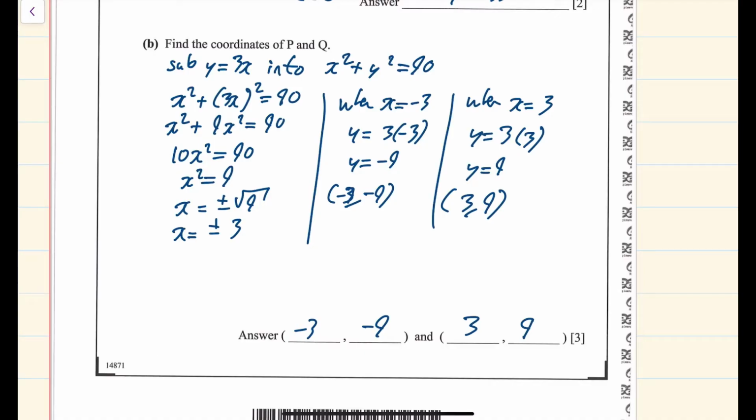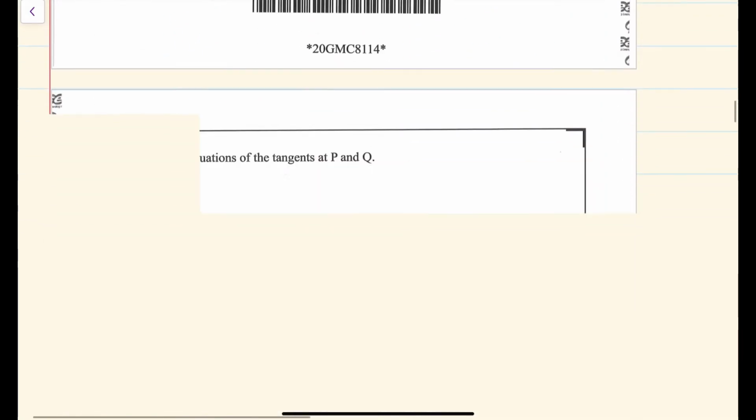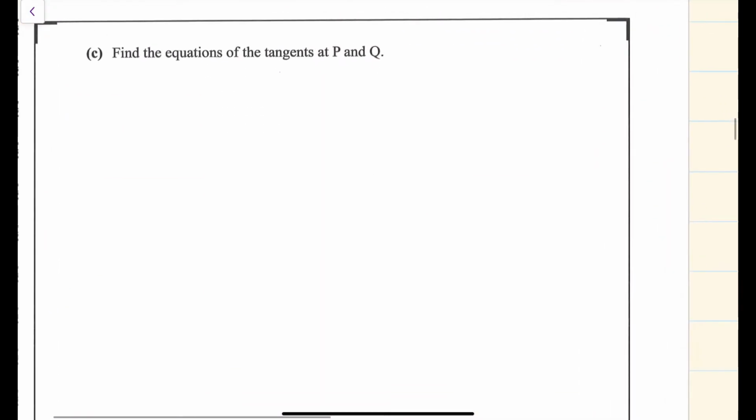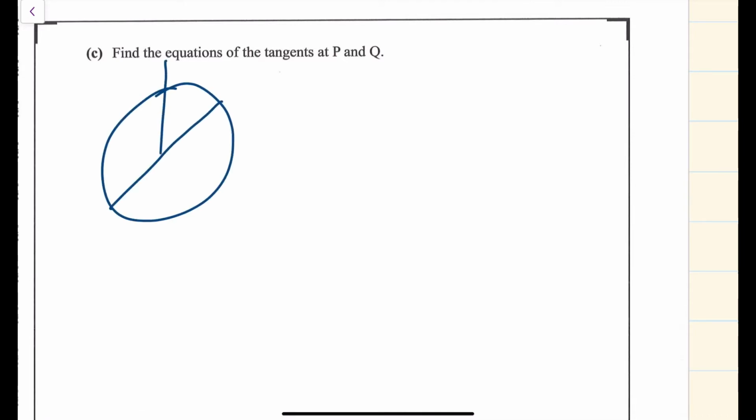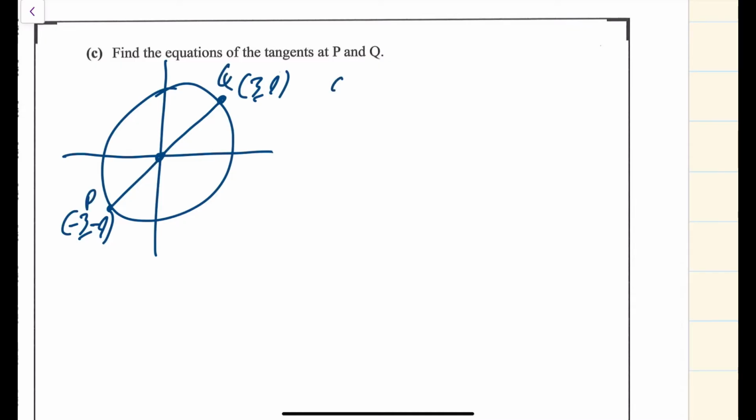Happy days. Right, next one says find equations of the tangents at P and Q. Let's go back to my diagram again. The diagram I had originally was this. I had made the incorrect assumption that the point they give me was here. We now know what these values are: this one is 3, 9, and this one is minus 3, minus 9. If that's my P and that's my Q, we know the gradient of the diameter, and so we know the gradient of the radius.